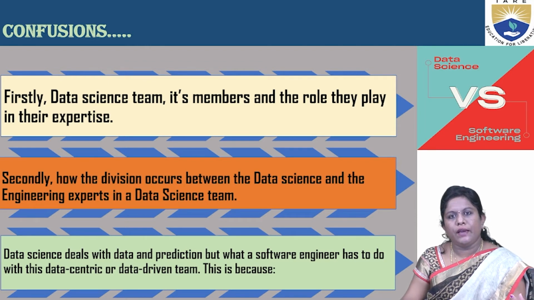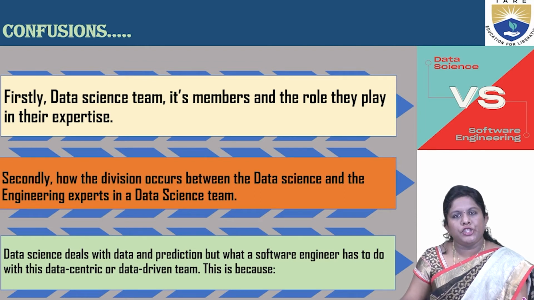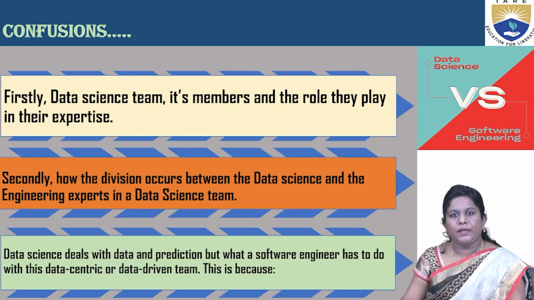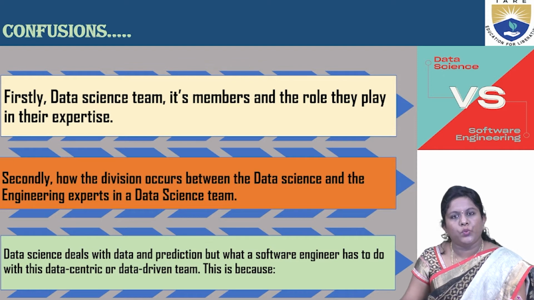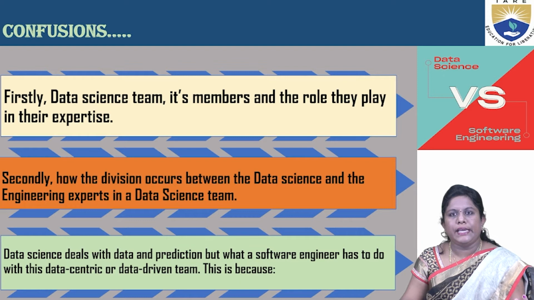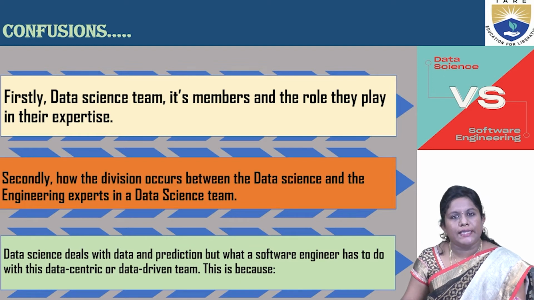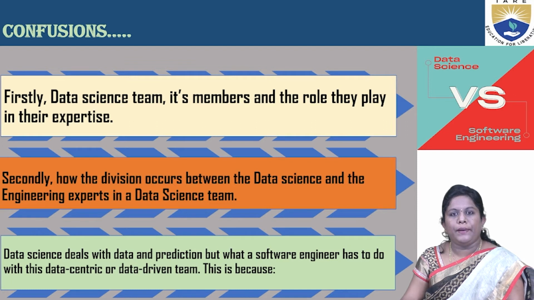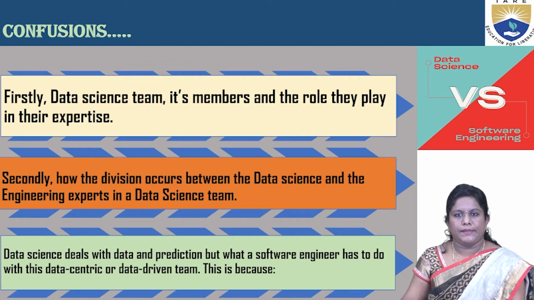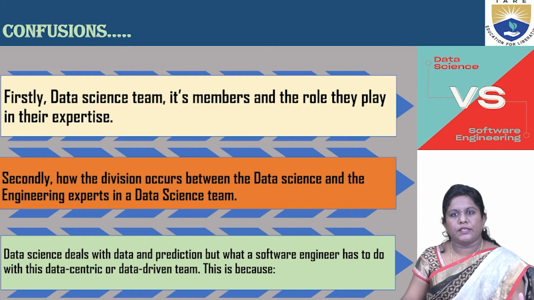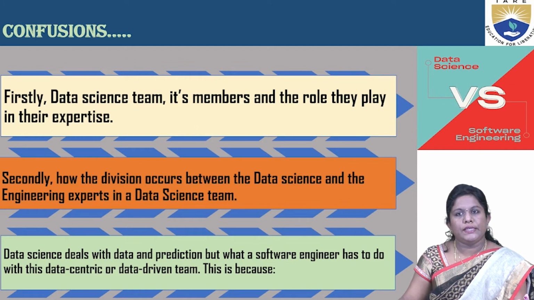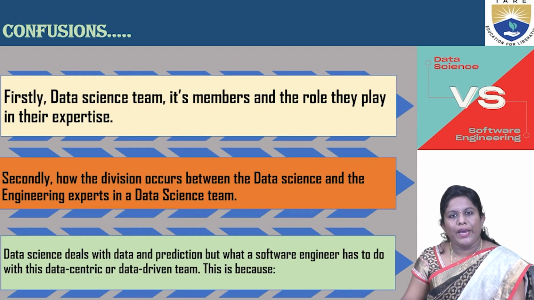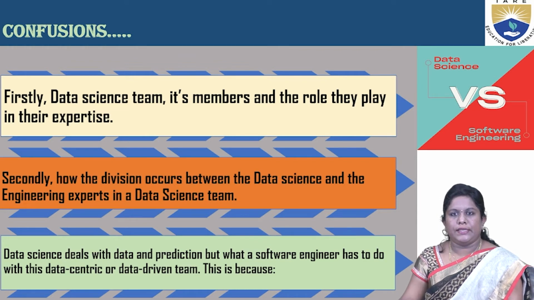As in a college, we have various departments, each department having different kinds of people, teaching and non-teaching, and each one has their own roles. In the same way, when you are considering a data science team, you have different members and the role they play in their expertise. That's the first confusion. This confusion leads to a question: where does engineering importance come into existence?